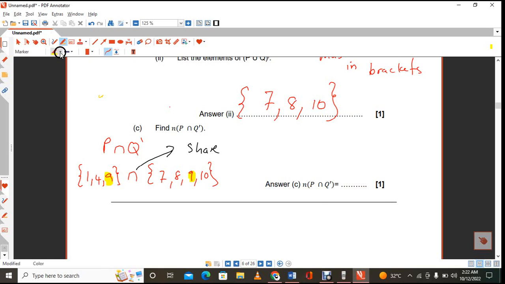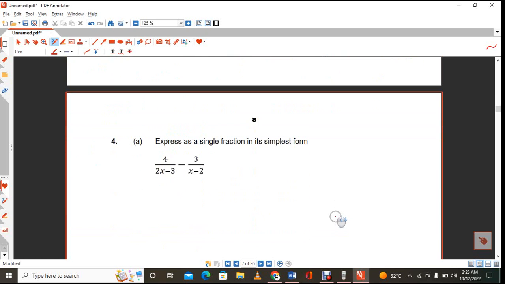So how many elements are they sharing? Well, of course, it is just 1. Okay, so the number of elements here, you don't put this 1 in brackets, is 1. They share 9. Good, let's go to question 4.